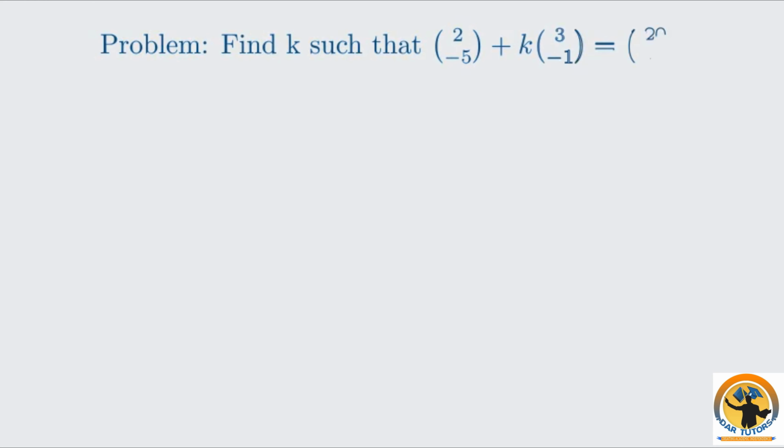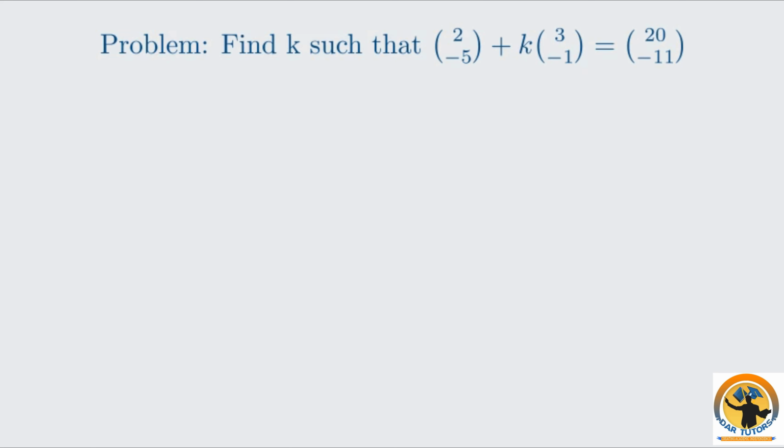Let's look at another type of problem: finding an unknown scalar k in a vector equation. We are given the equation, the vector (2, -5) plus k times the vector (3, -1) equals the vector (20, -11). We need to find the value of the scalar k.